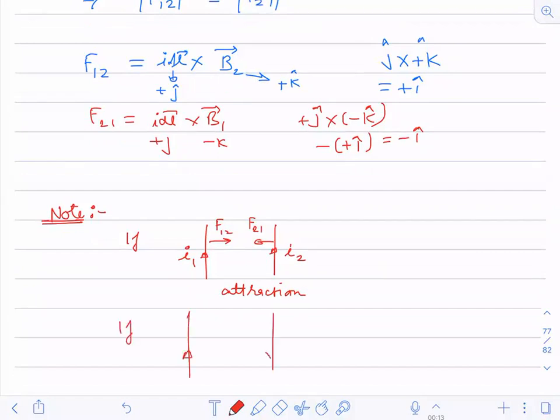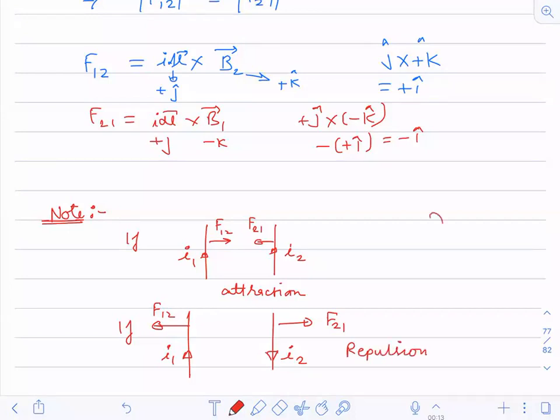But if the direction of current is opposite, this is I1, this is I2. Sorry, F12 will not be like this. The direction will be here and the direction will be here. So this is the direction of F21 and this is the direction of F12. Here you will have repulsion.